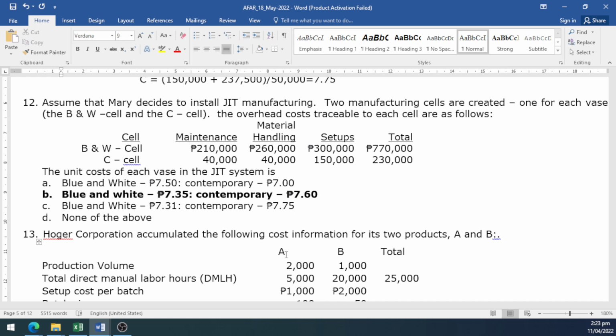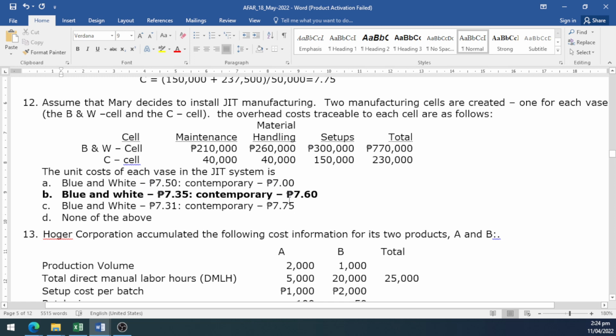Look at this item number 12. In the blue and white manufacturing cell, 210,000 yung maintenance cost na na-incur doon, 260,000 yung handling, 300,000 yung setup. O, adi sa kanya lahat yon, identifiable na eh. Hindi na tayo mag-allocate. Kasi bawat manufacturing cell, mayroong cost na na-incur doon, identifiable na. So, 770 at saka 230,000. Yan ang overhead. O di, i-add nyo na lang yan, ladies and gentlemen, doon sa prime cost to determine the unit cost.